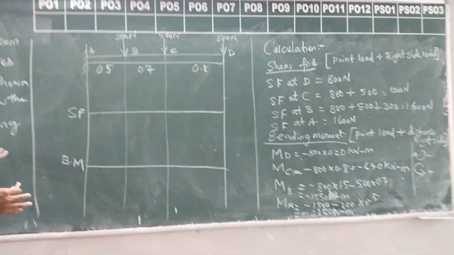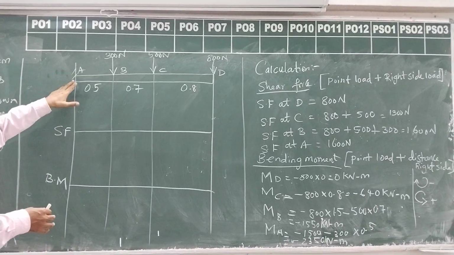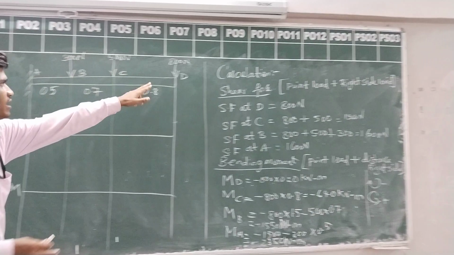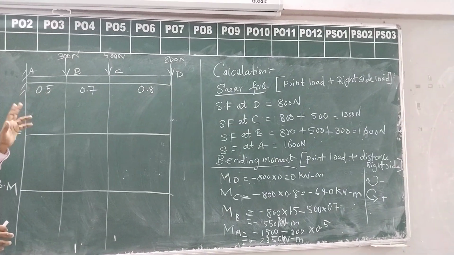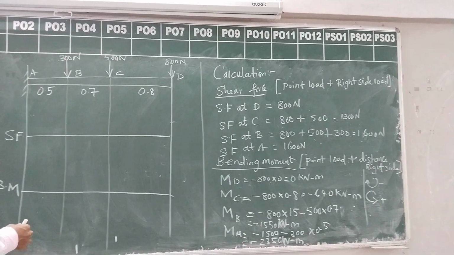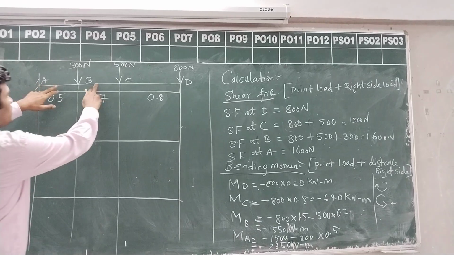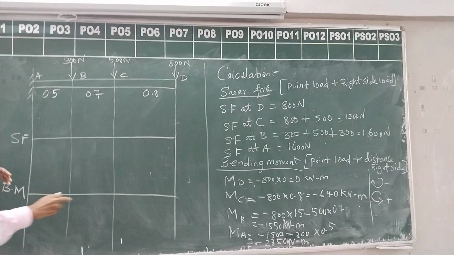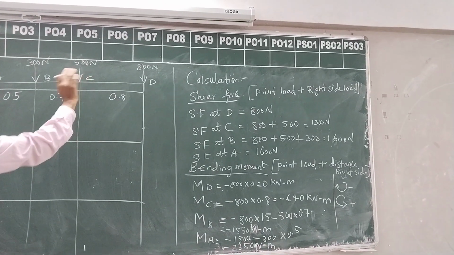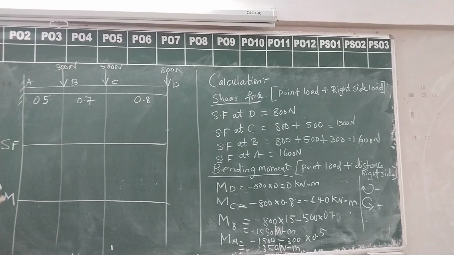Initially, we have to draw the diagram of the cantilever beam. It will have one end fixed and the other end free, and that is known as a cantilever beam. From the given figure, we note the points A, B, C and D. D has a point load of 800 Newton, C has a point load of 500 Newton, and B has a point load of 300 Newton.